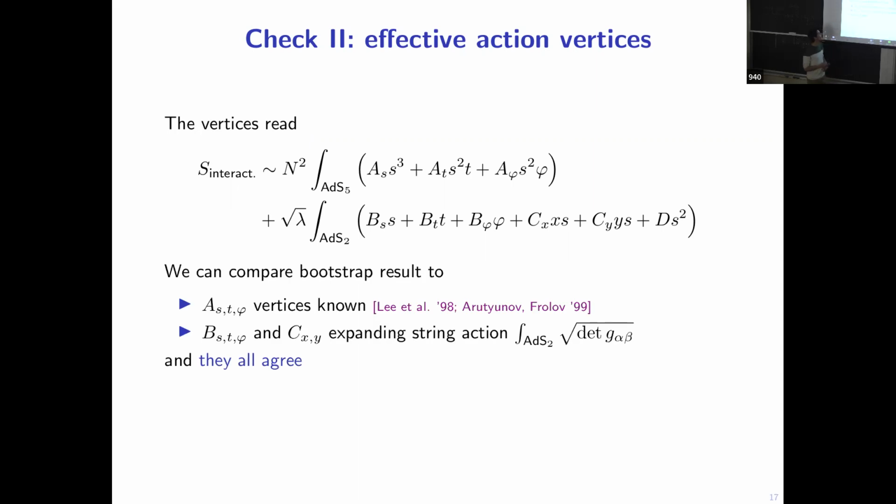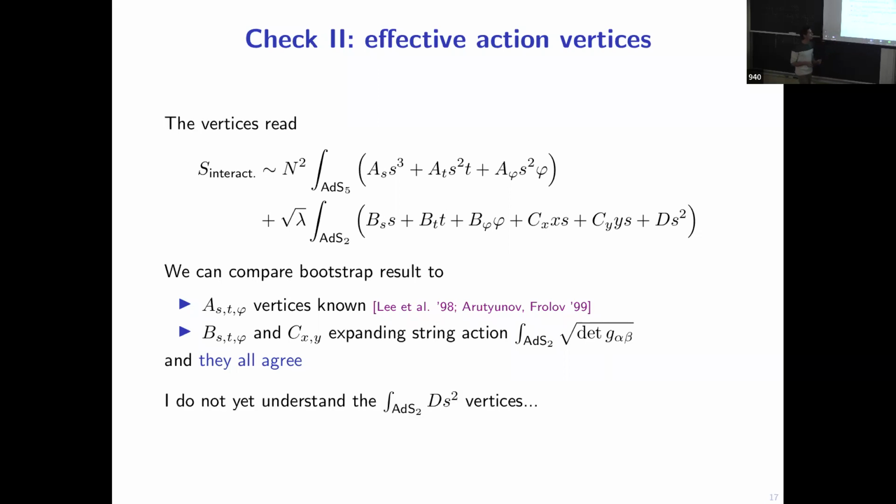So the next sanity check you can do is try to do an honest calculation, and you can see that, for instance, these black vertices that are known are exactly reproduced by this bootstrap. So you can do the calculation and see that it works. You can also extract these vertices by expanding the string action to linear order in S3 and S5. And you can also see that these vertices seem to agree with the bootstrap.